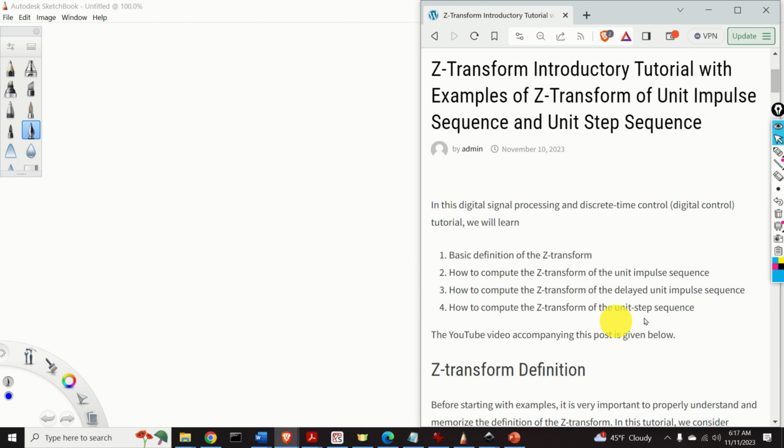Here is a brief outline of this video tutorial. First, we will define the Z-transform. Then we will learn how to compute the Z-transform of several typical and very important sequences or signals used in digital signal processing and control. Namely, we will learn how to compute the Z-transform of the unit impulse sequence, delayed unit impulse sequence, and the unit step sequence.